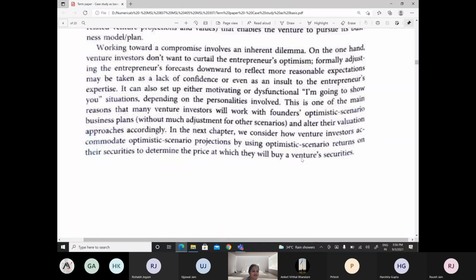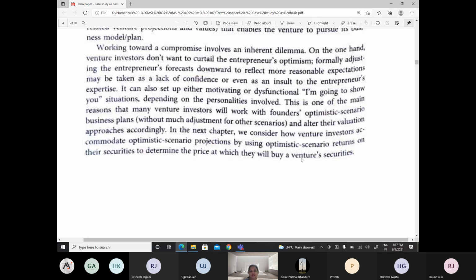Whenever you have potential investors who try and revise their estimates downward, they take it as a personal insult or an assault to their ego. Very few are able to take it well. It can also set up either motivating or dysfunctional situations, depending on the personalities involved. So people get very egoistic here.